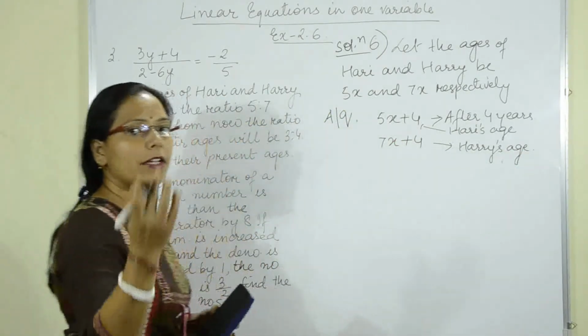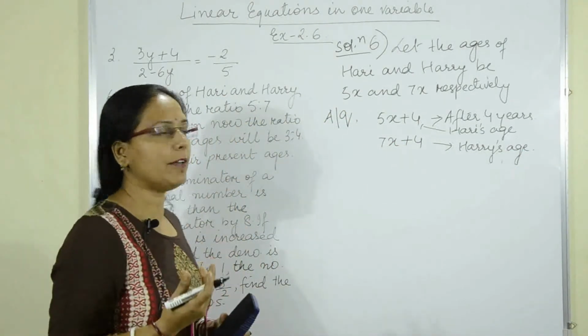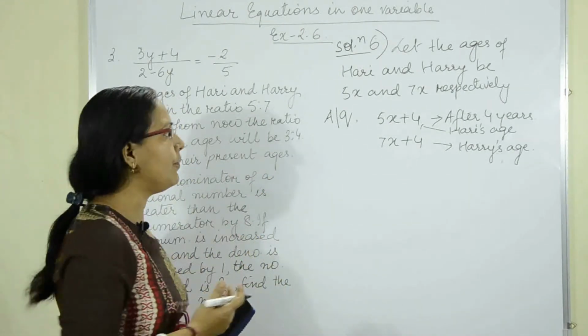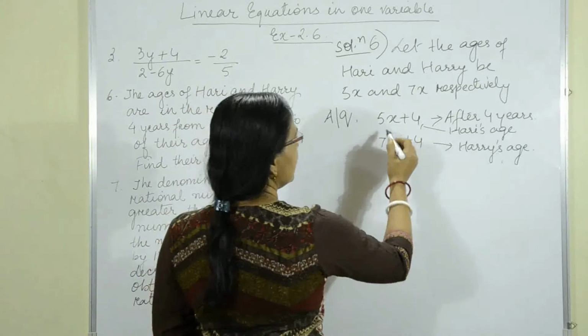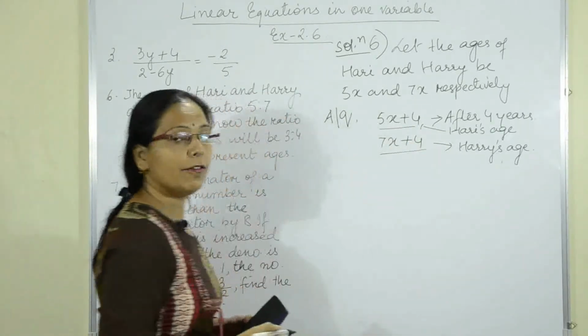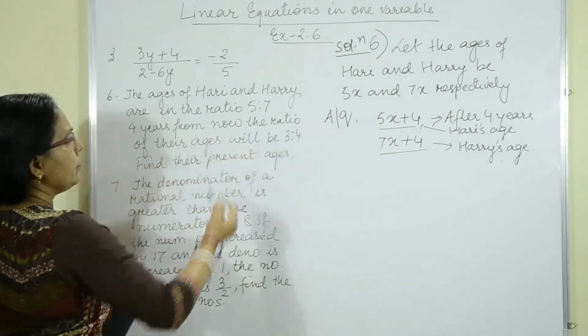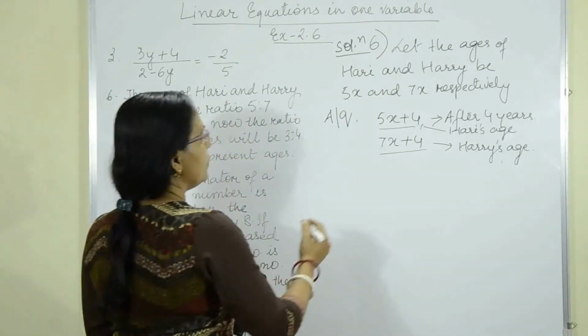After 4 years, your age will increase by 4, my age also increases by 4. So, after 4 years, both the ages increase by 4. If this is the present age, both the ages increase by 4. Now, after 4 years from now, the ratio of the ages will be 3:4. So, what will the ratio?